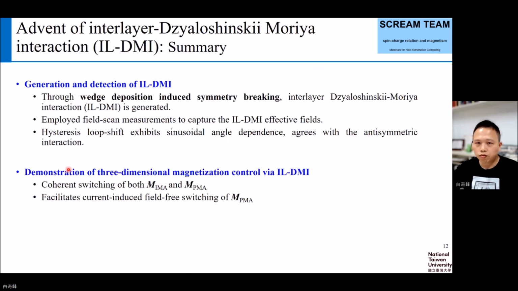So for the first part, I believe I showed you how we use the wedge deposition technique or oblique angle deposition technique to generate in-plane symmetry breaking, and that will give us a suitable amount of interlayer DMI and effective field, and we can quantify that by the field scan measurements. And the sinusoidal behavior that we observed is consistent with the interlayer DMI explanation. And we also demonstrate coherent switching of both the in-plane and out-of-plane layer by using this kind of IL-DMI device. The switching of the PMA layer is due to the switching of the in-plane layer, and because those two are coupled through the interlayer DMI, they can switch coherently.